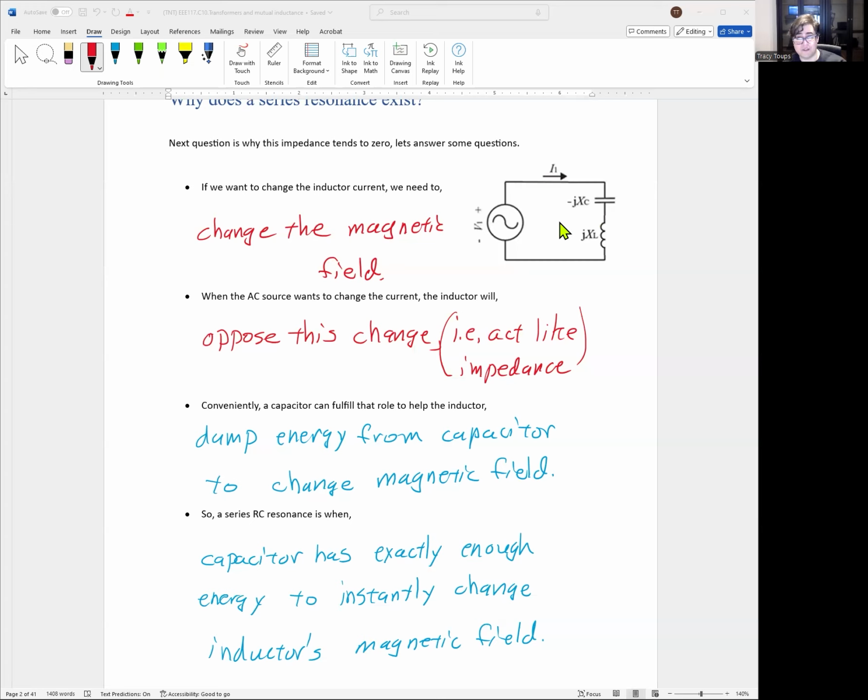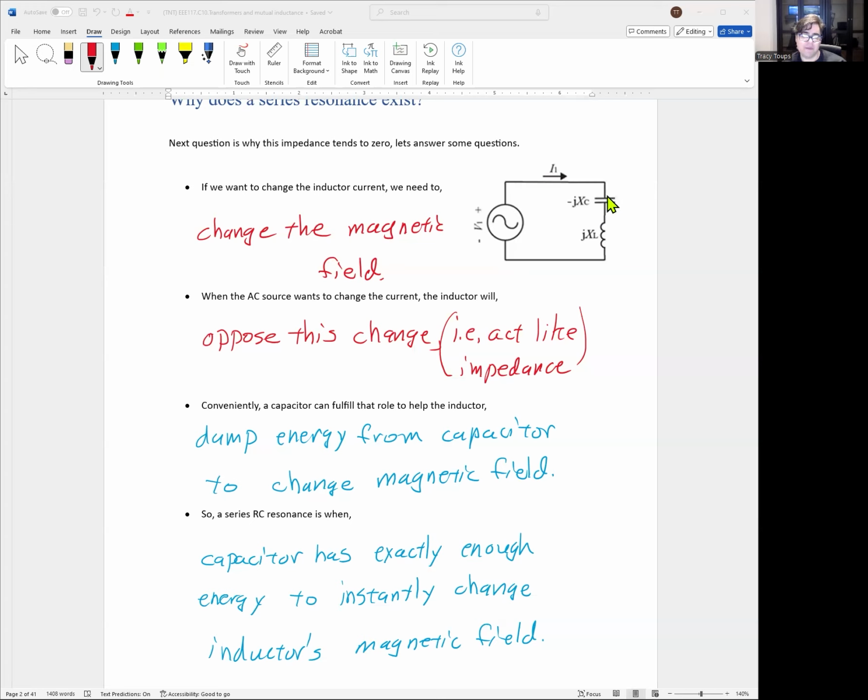It's always there to stuff us. Okay. The source always does that at a cost, but we can do that. All right. So the AC source wants to change a current, and the inductor will oppose this change. Act like an impedance. That's why we have impedances with an inductor.